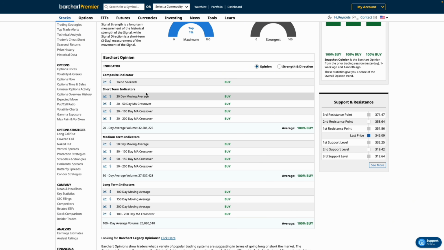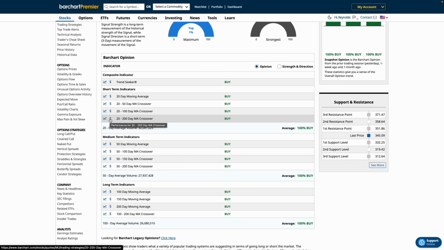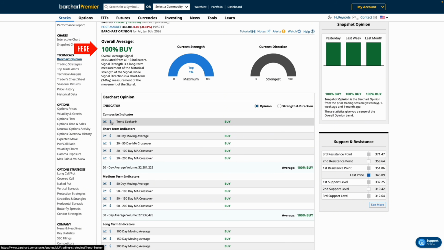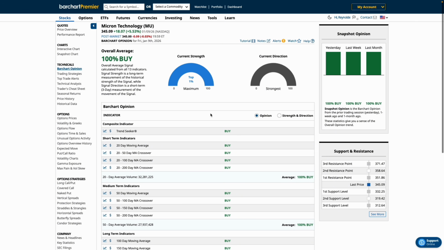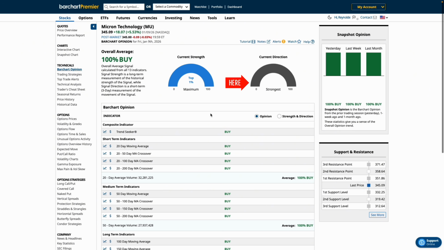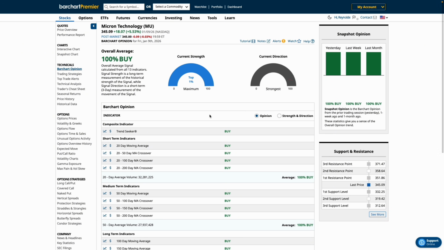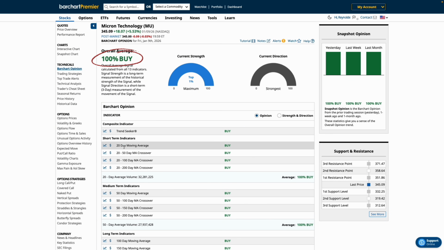And right at the top, you'll see the overall average for Barchart Opinion displayed as a visual gauge. This combines both strength and direction averaged across all 13 technical strategies. Strength shows us how close the overall trend is to changing, while direction shows whether momentum over the last 3 days is getting stronger or weaker towards the buy or sell signal.